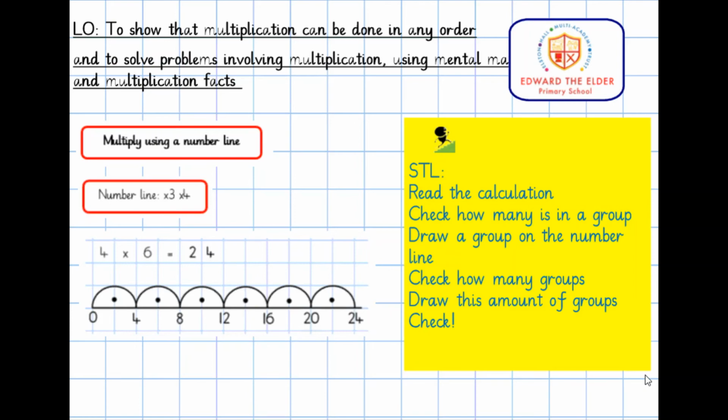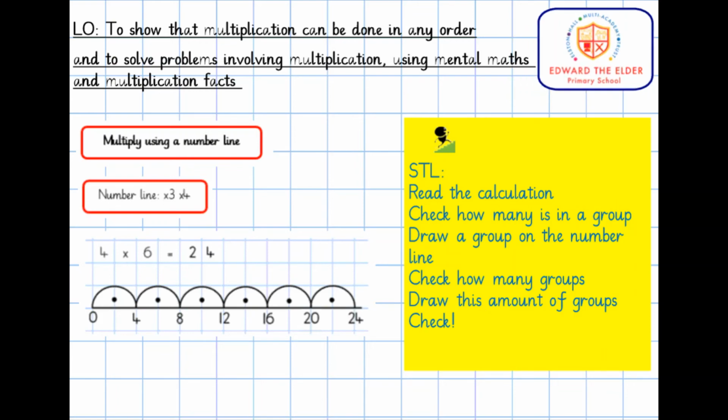Hello, let's have a look at the learning objective. To show that multiplication can be done in any order and to solve problems involving multiplication using mental maths and multiplication facts. In Year 2 we start by chanting to multiply mentally and to use commutativity. We move on to multiply using a number line. Let's have a look at the steps to learning.